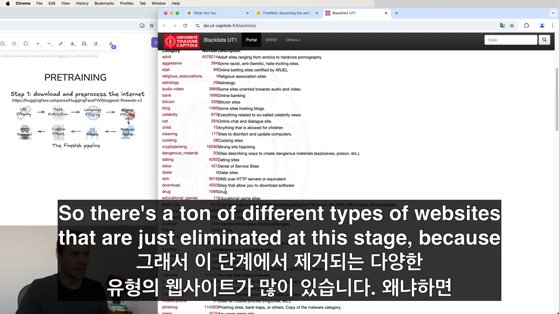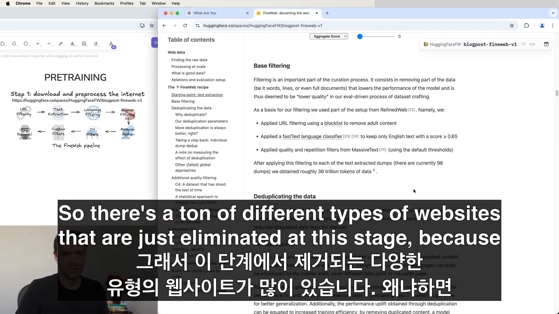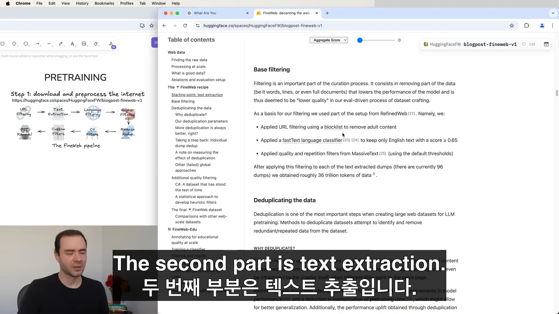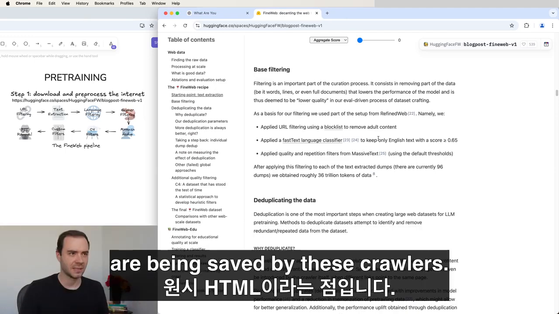So there's a ton of different types of websites that are just eliminated at this stage because we don't want them in our data set. The second part is text extraction. You have to remember that all of these web pages, this is the raw HTML of these web pages that is being saved by these crawlers.